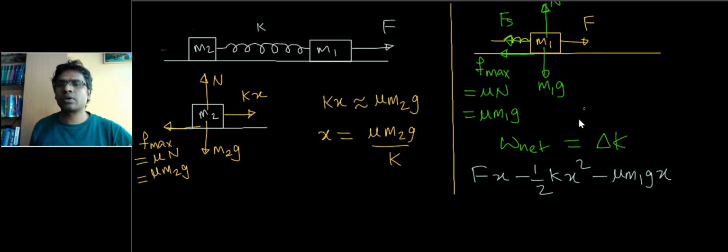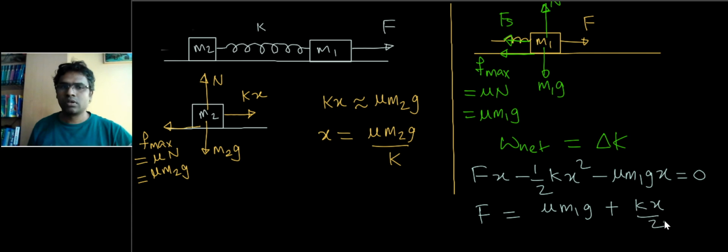In order to get the minimum force, we're actually allowing that force to do minimum work. That means we want the block to come to rest. So the change in kinetic energy is zero. It is starting from rest and then it ends at rest. So here the force required is mu m1g plus kx by 2.